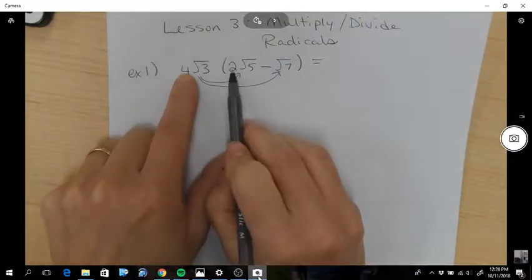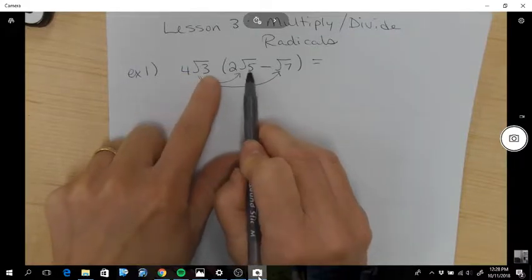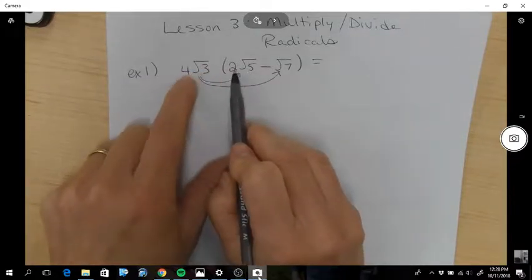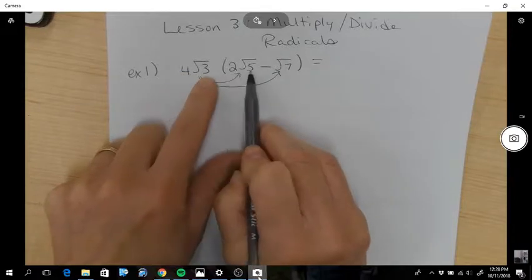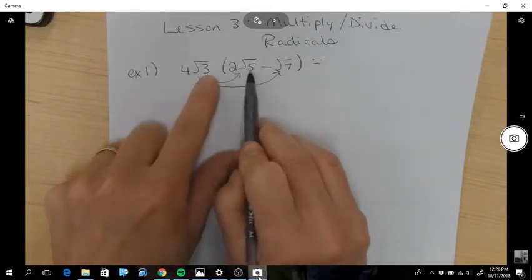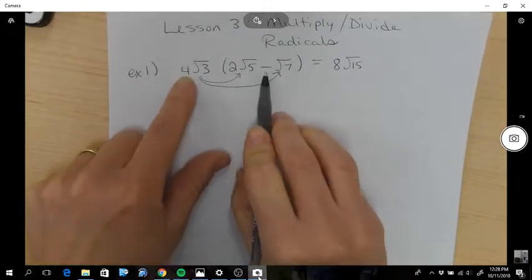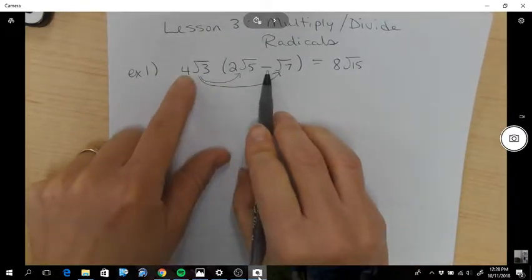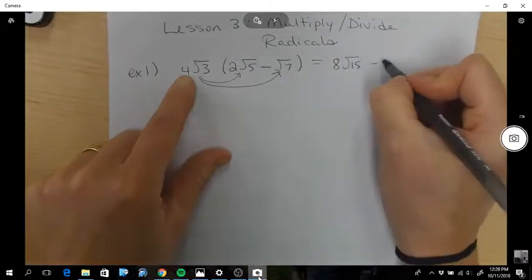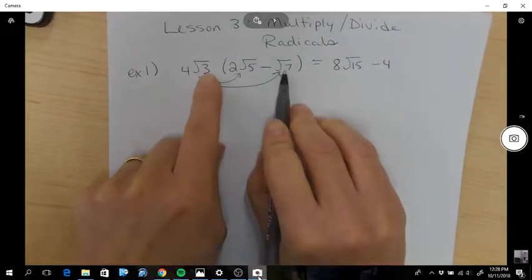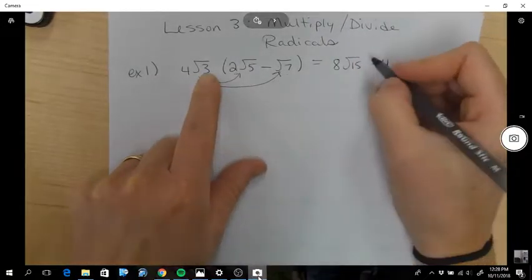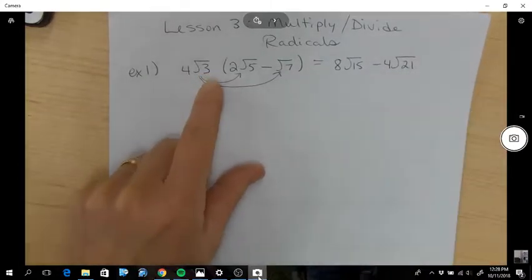So this is 8 root 15. Coefficients go with the coefficient part, roots go with the root part. So 8 root 15. Then the second term has a -4 coefficient, and the radical part is root 21. And that's your final answer.